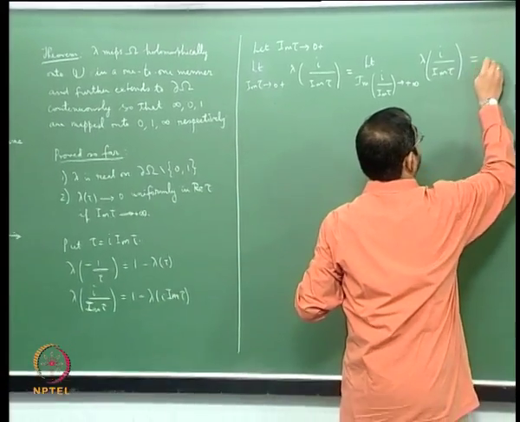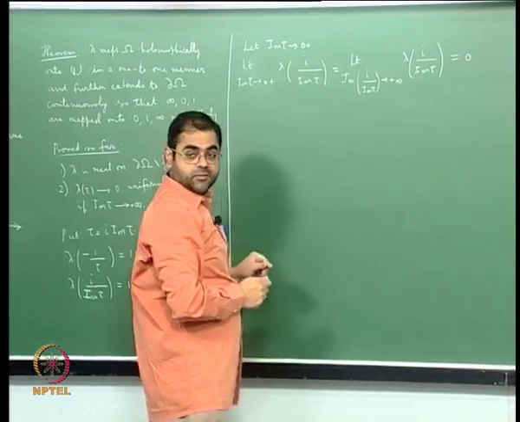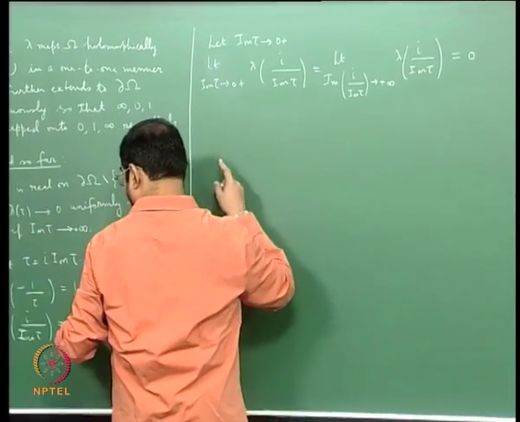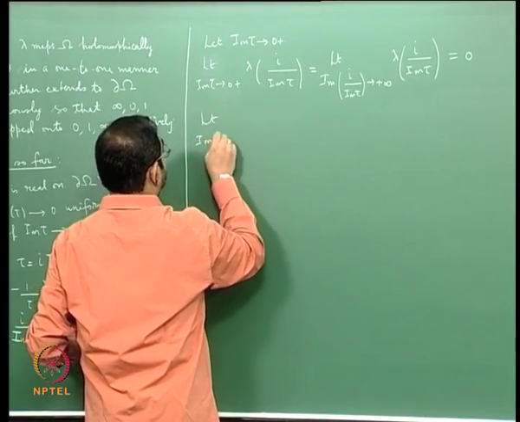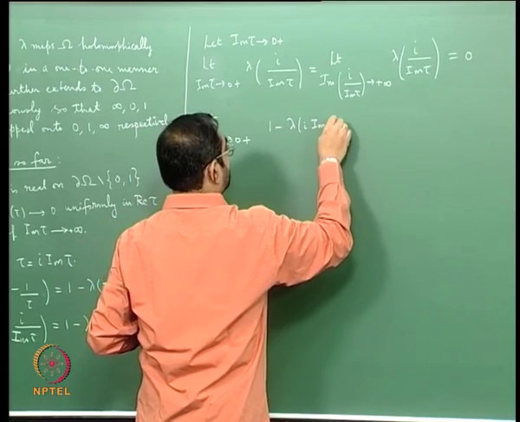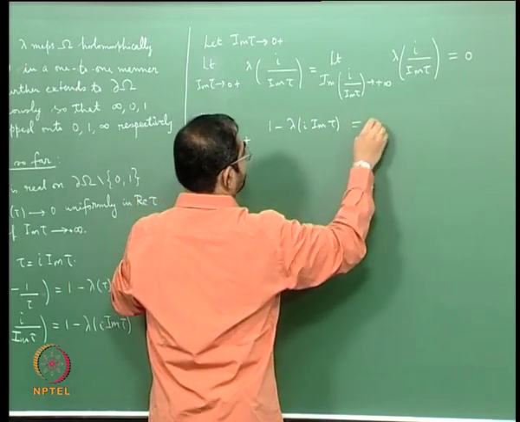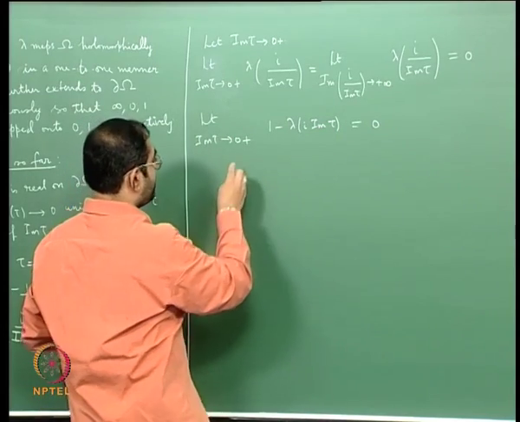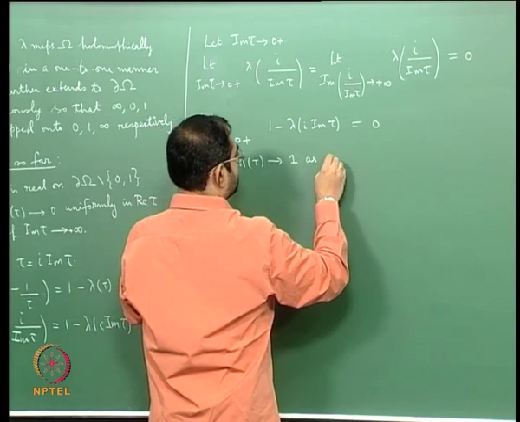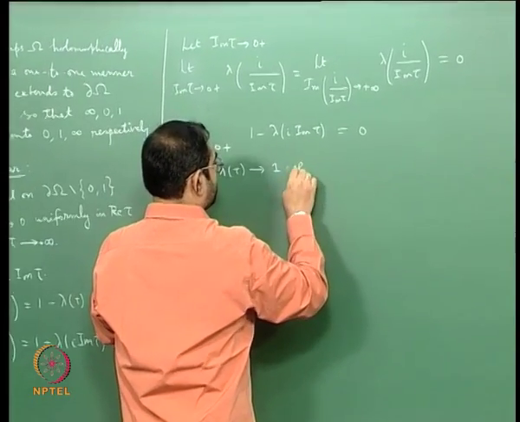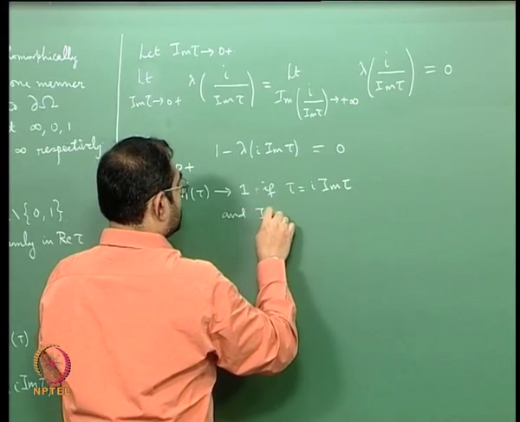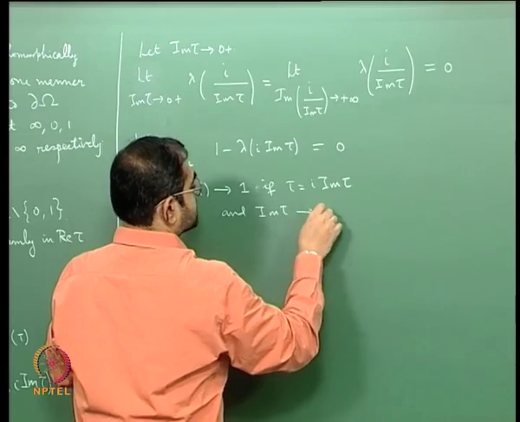Okay. So this is equal to 0, uniformly in the real part of tau, of course, but in this case the real part of tau is 0 because you are on the imaginary axis. On the other hand, if you take on this side the limit as the imaginary part of tau tends to 0 plus of 1 minus lambda times I imaginary part of tau, you see this has to be 0. So this tells you that lambda of tau tends to 1 if tau is purely imaginary and the imaginary part of tau tends to 0 plus.